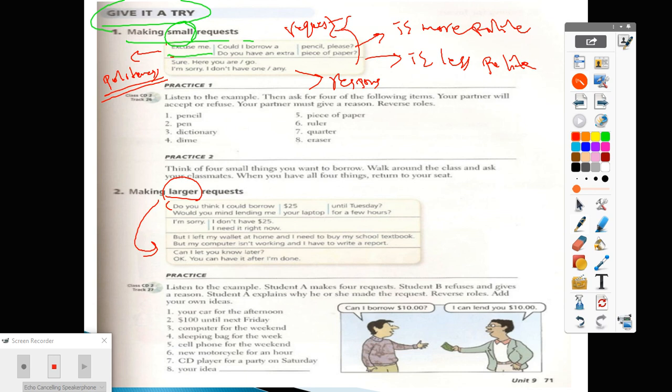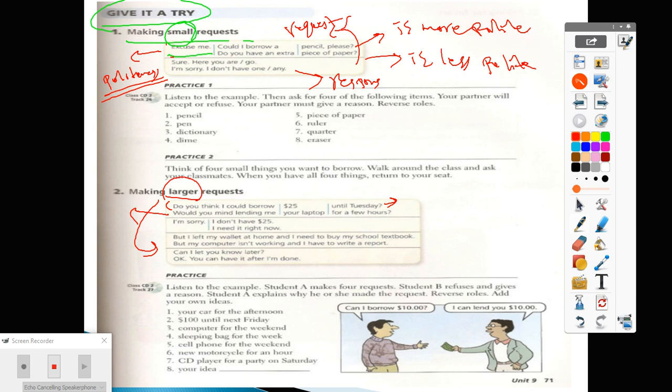Sometimes people don't trust your request, don't trust you when you are asking them for money, for things. You should explain your reasons why you are borrowing. Do you think I could borrow $25 until Tuesday? It means on Tuesday I will give it back to you. Okay? Would you mind? This is another one. Would you mind is used as a polite way of requesting. Would you mind lending me your laptop for a few hours?